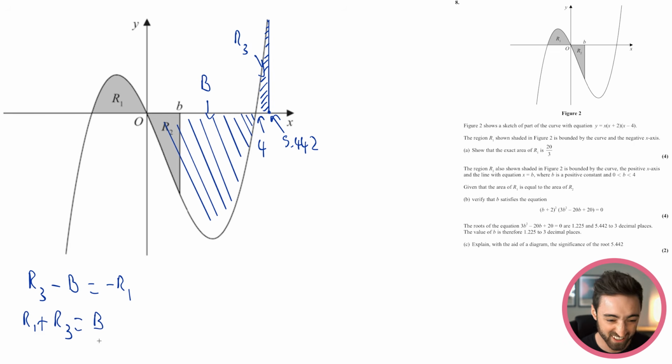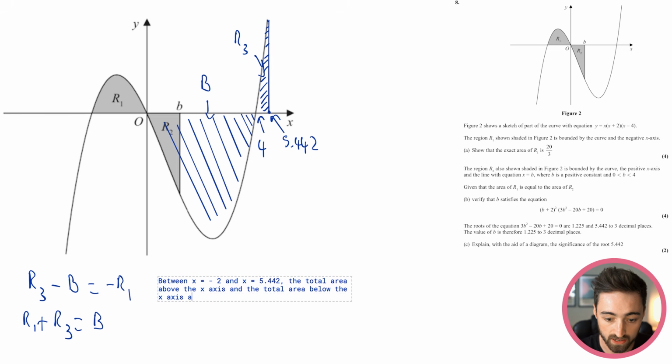Might not seem very significant. I suppose it's relatively significant, right? R1 and R3, if you look at the diagram, they're the areas above the x-axis. So R1 plus R3 is the total area above the x-axis, and we're told that that is exactly the same as the total area below the x-axis, B. So I reckon that's the significance here. I would say between x equals minus 2 and x equals 5.442, the total area above the x-axis and the total area below the x-axis are equal.